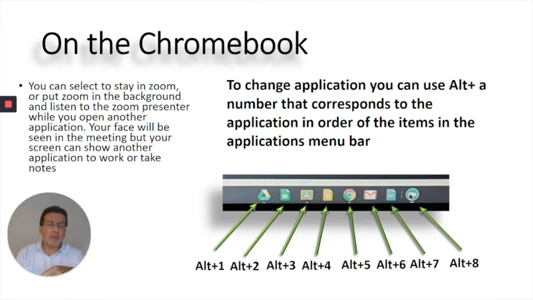Now you can select stay in Zoom or put it in the background. If you click Zoom, it'll go in the background, okay? But you can also select all the other applications that are in the applications bar. Now this application bar works like this. You press Alt-1 and it gives you the first application in your row. Of course, the applications that I have here are not the same ones that you might have. They're not in the same order you might have it. But you press Alt-1, you get the first application, Alt-2 the second one, Alt-3 the third one, and so on and so forth. So you can use your keyboard to get out of Zoom and get into Zoom.